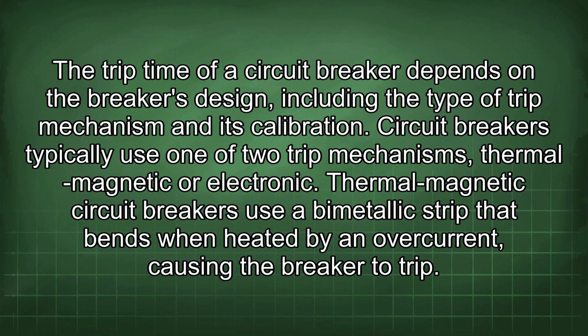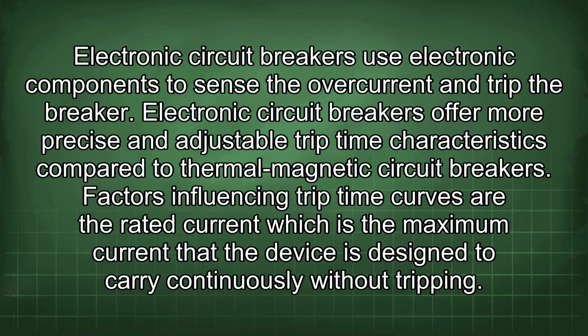Thermomagnetic circuit breakers use a bimetallic strip that bends when heated by an overcurrent, causing the breaker to trip. Electronic circuit breakers use electronic components to sense the overcurrent and trip the breaker. Electronic circuit breakers offer more precise and adjustable trip time characteristics compared to thermomagnetic circuit breakers.